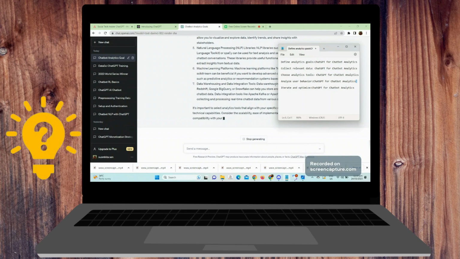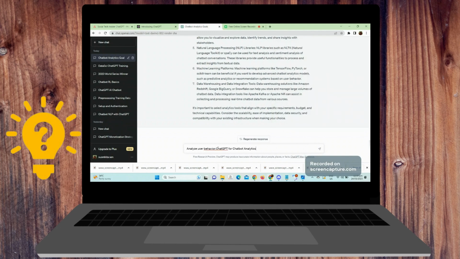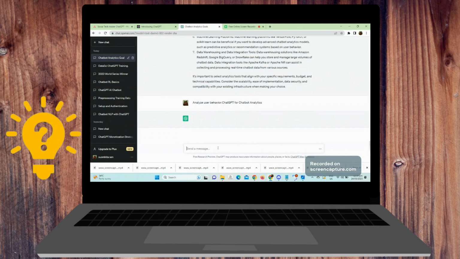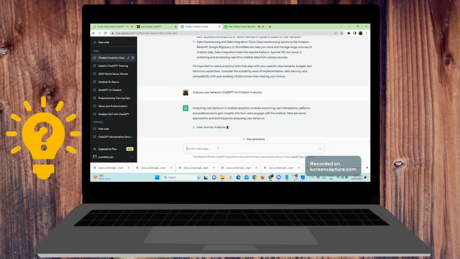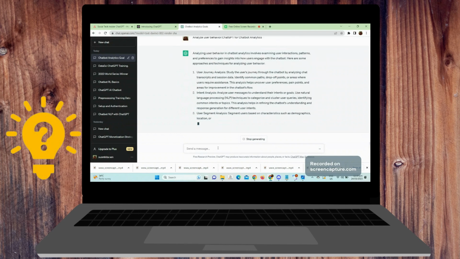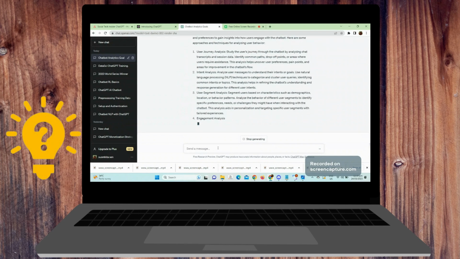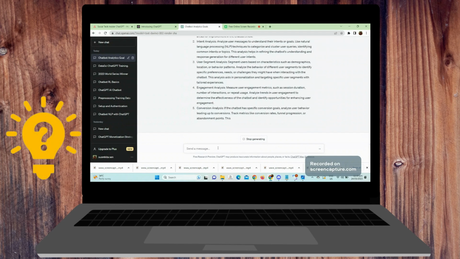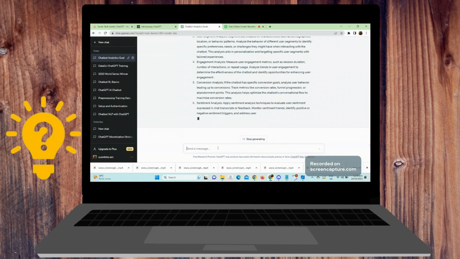Next is analyze user behavior. Utilize the collected data to analyze user behavior patterns, user flows, and user satisfaction levels. Identify trends, bottlenecks, or areas for improvement by segmenting users and examining their interactions with the chatbot.